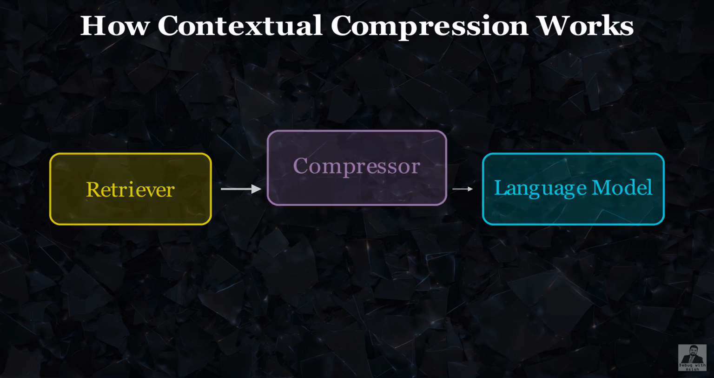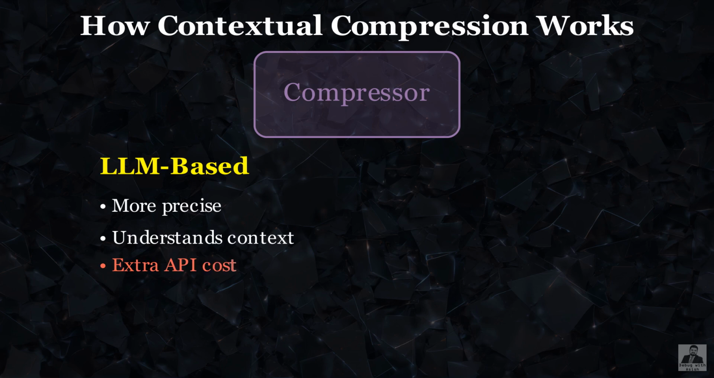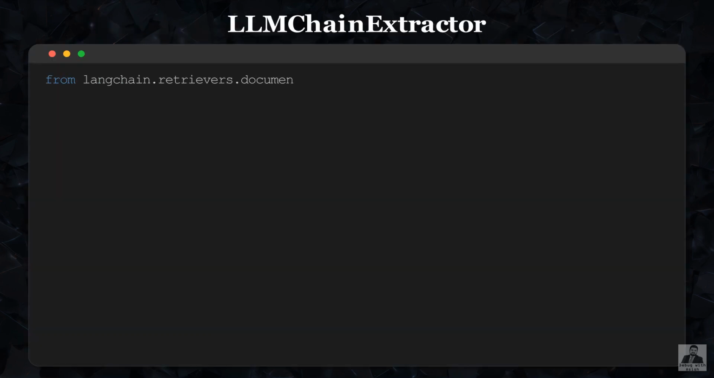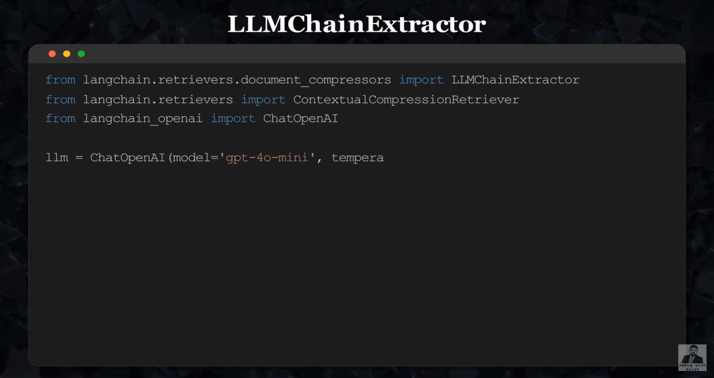There are 2 types of compressor. LLM-based compressors are more precise because they understand language but cost an extra model call per chunk. Embedding-based compressors are faster and free. The LLMChainExtractor uses a language model to extract only the relevant sentences from each chunk. We create it by passing our language model to the fromLLM class method.